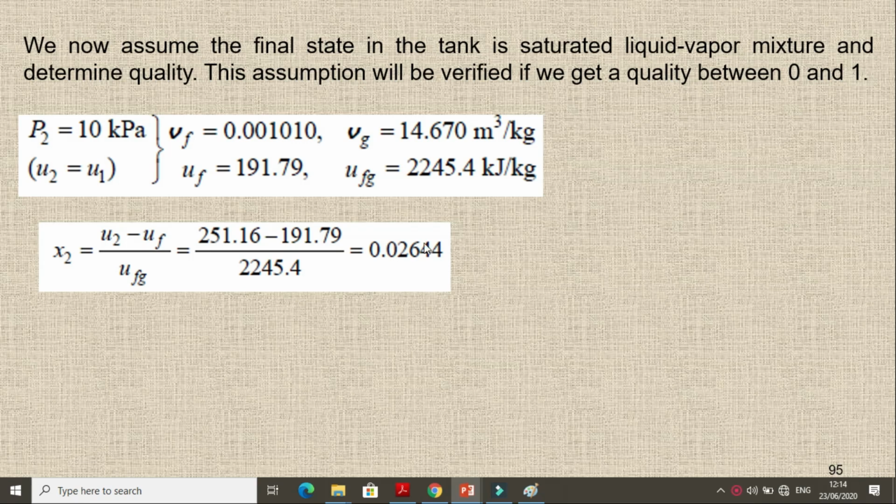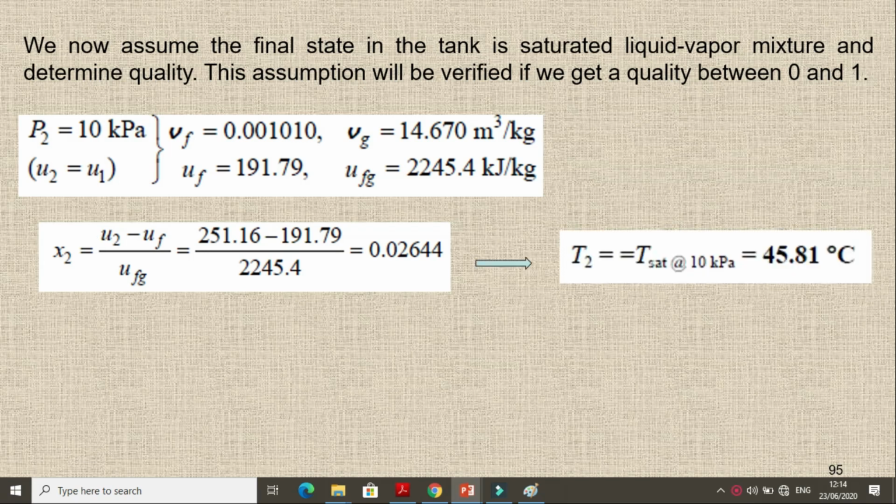which is 0.026644. So it is somewhere in the mixture region. So we have the x2 value. If we know x2, we can say that the temperature is simply T saturation at 10 kilopascal. So the final temperature is simply T saturation at 10 kilopascal, and it will be equal to 45.81. This is the critical thing, how we can find this, because we have a mixture. For the mixture, T is equal to T saturation at 10 kilopascal. So this is 45.81 degrees Celsius.